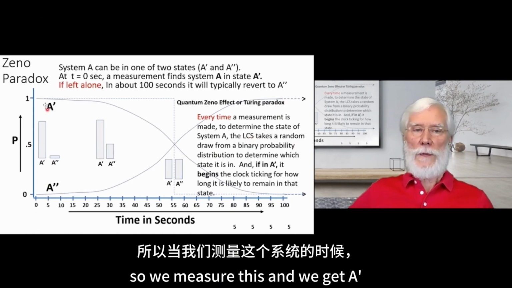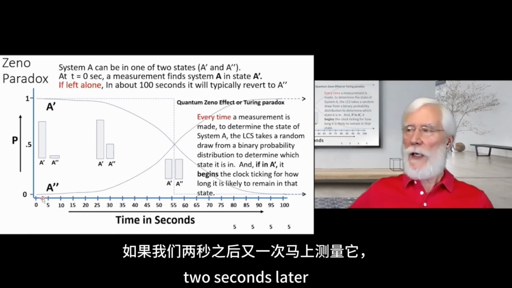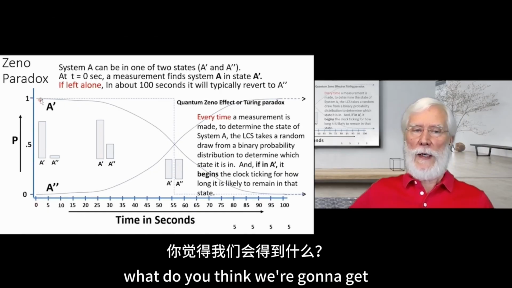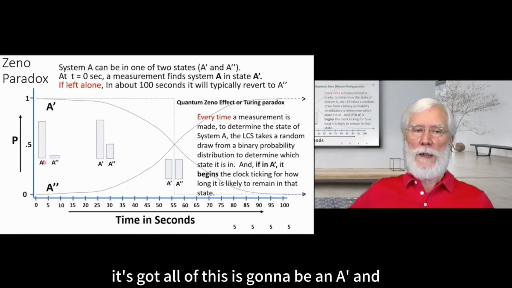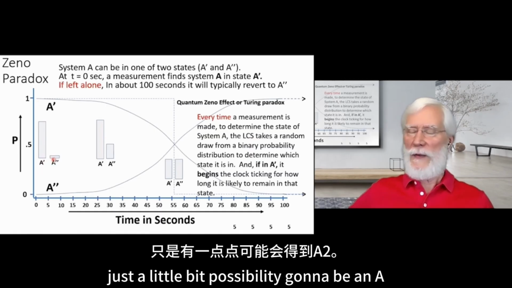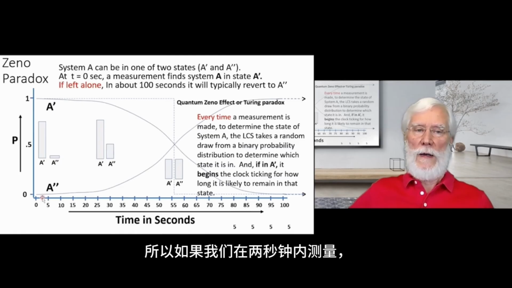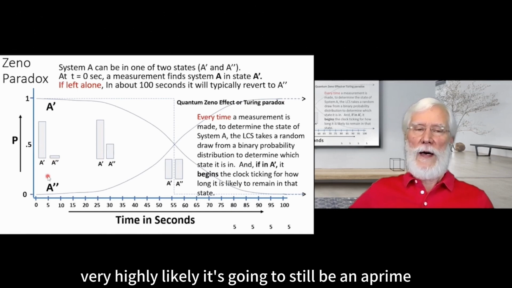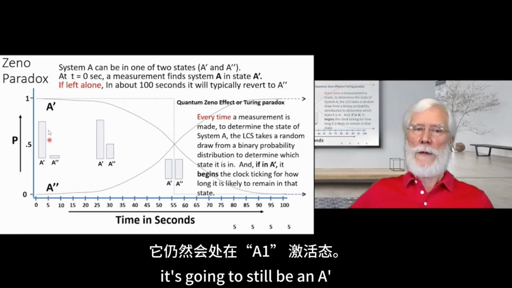So we measure this and we get A prime. If we measure it right away, say 2 seconds later, what do you think we're going to get? Well, here's the probability distribution. All of this is going to be A prime and just a little bit of possibility that it's going to be A double prime. So if we measure in just 2 seconds and we do a random draw from this binary probability distribution, very highly likely it's going to still be A prime. And then we measure it again in another 2 seconds. And it's going to still be A prime.